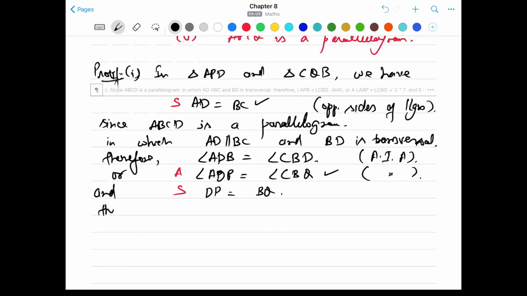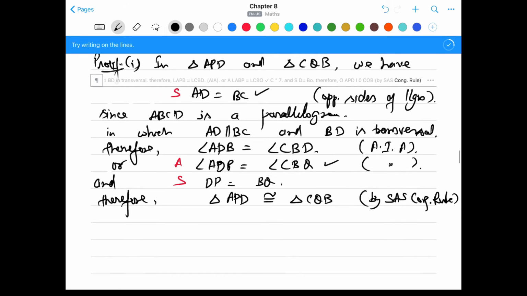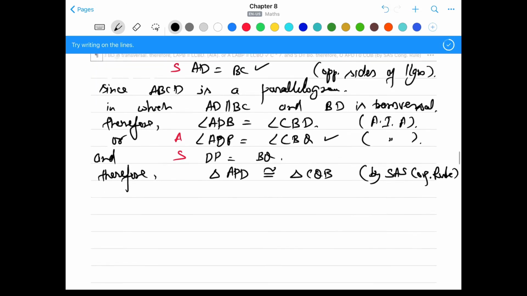Therefore, triangle APD is congruent to triangle CQB, and this is by the side angle side congruence rule. Okay, so that's the solution of part 1.